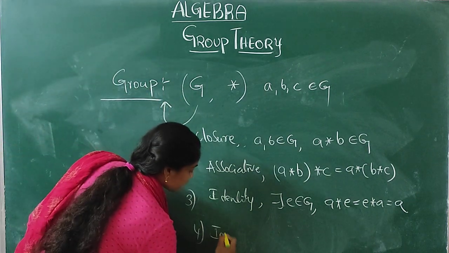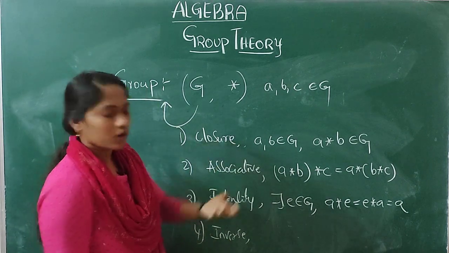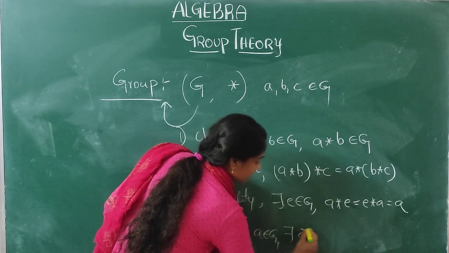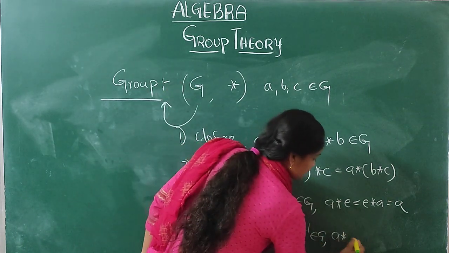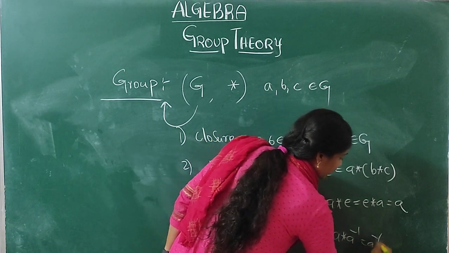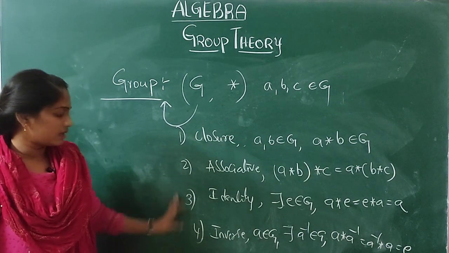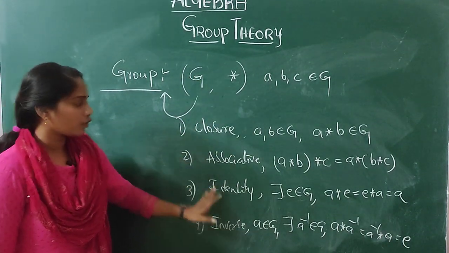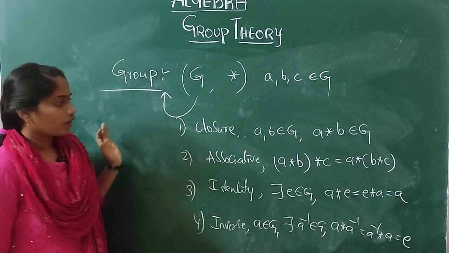And next, the inverse property. For all A belonging to G, there exists an inverse element in G, such that A star A inverse is equal to A inverse star A, which is equal to E. So these are the four properties. If G satisfies these four properties, then you can say that this is a group. Okay?